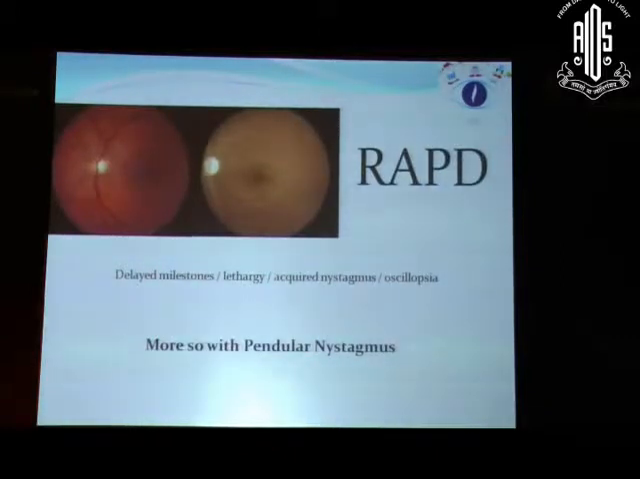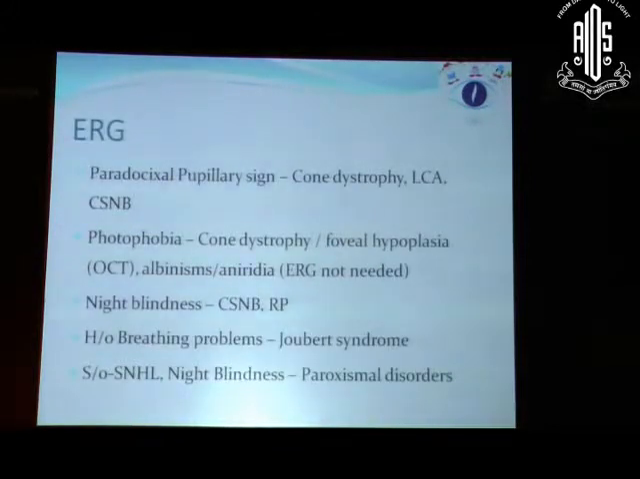Patients having a relative afferent pupillary defect should also go for evaluation, either an ERG or a more detailed evaluation of the fundus. ERG is a must in patients who have a paradoxical pupillary sign. It has around 95% specificity and around 70% sensitivity.